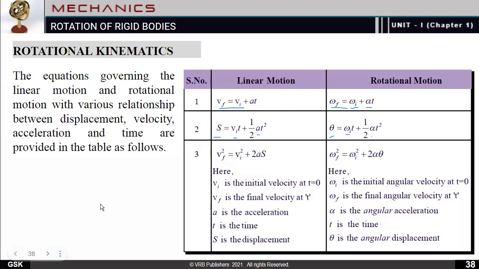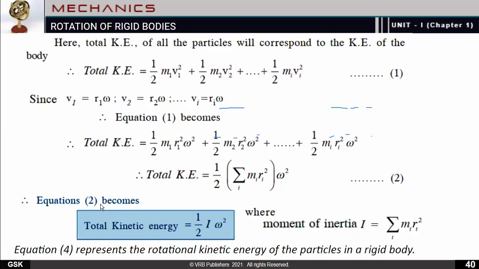Okay. So I think you can understand the difference, how to write the equations of motion in linear motion and rotational motion. So we can start our equations here.